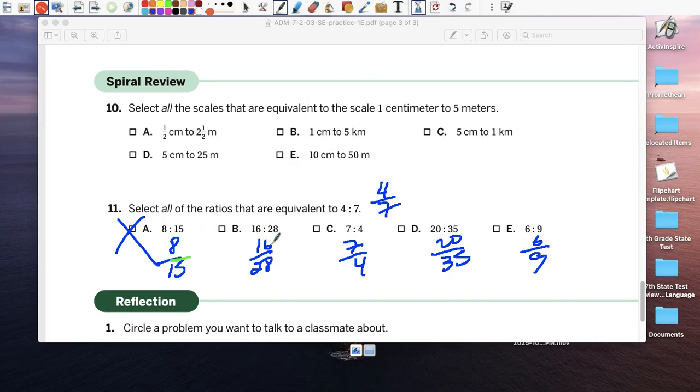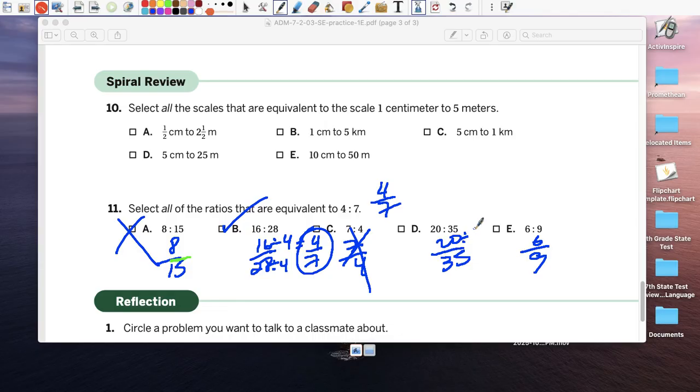16 over 28, is that simplified? No, it's not. So let's simplify. 16, we can divide by 4 and by 4. 16 divided by 4 is 4. 28 divided by 4 is 7. Oh, look at that. This is the same thing as that one. So this one, yes. C, it's 7 over 4. Order does matter. 7 over 4 is not the same thing as 4 over 7. So that's not it.